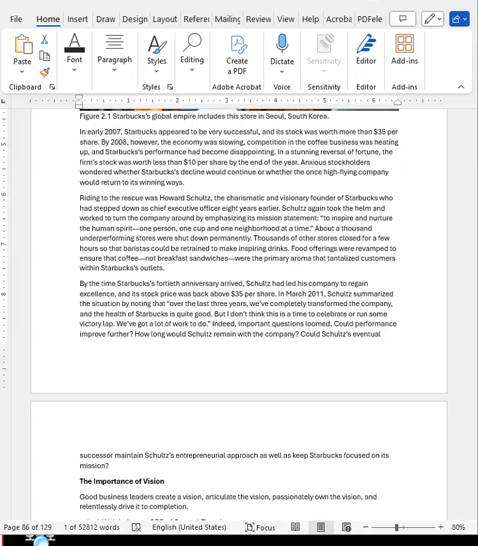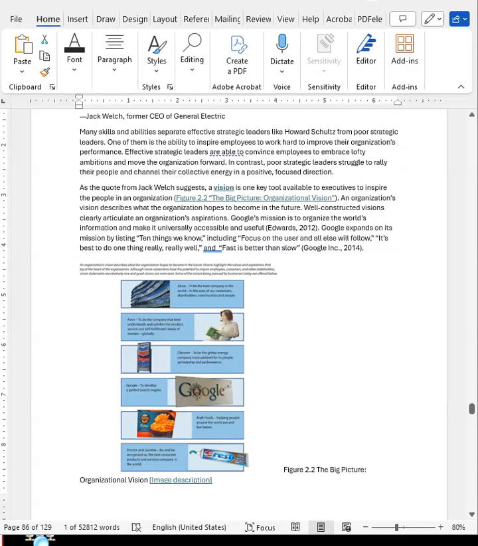Good business leaders create a vision, articulate the vision, passionately own the vision, and relentlessly drive it to completion. Jack Welch, former CEO of General Electric. Many skills and abilities separate effective strategic leaders like Howard Schultz from poor strategic leaders.